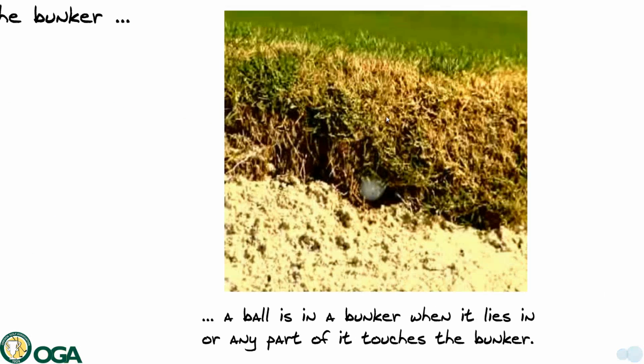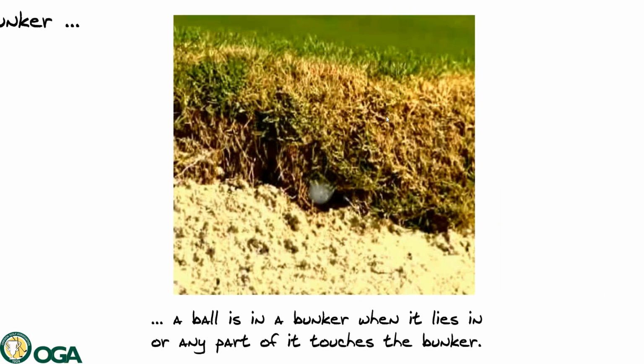A ball is in a bunker when it lies in or any part of it touches the bunker. So this is just like water hazards. If we were to shine a flashlight in this hole, we may see part of this ball touching the sand in this bunker. If that was the case, part of the ball would be touching the bunker, therefore the ball would be in the bunker. If none of the ball is touching the sand, the ball's not in the bunker, it would be through the green.